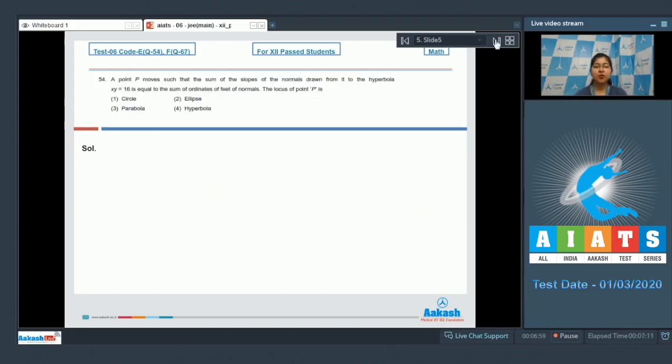Next is question number 54, which says: a point P moves such that the sum of the slopes of the normals drawn from it to the hyperbola xy equal to 16 is equal to the sum of ordinates of the feet of the normals. So we have to find the locus of point P. Let's say this is the coordinate axis and this is the hyperbola. Let us say we have a point P here, that is (h, k), and we draw a normal from it like this.